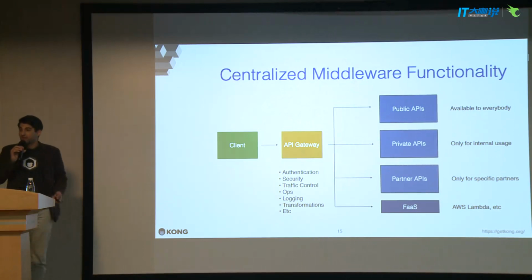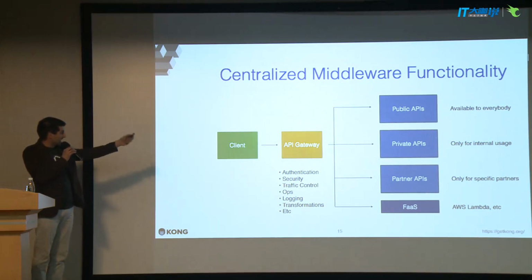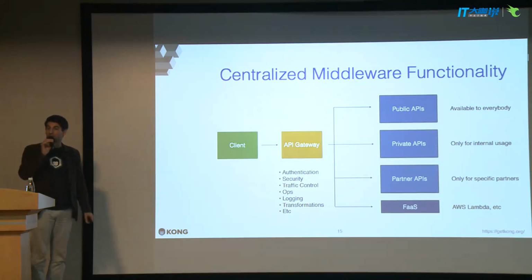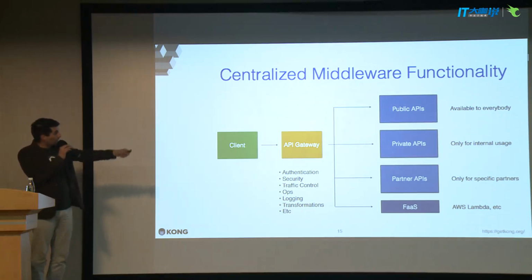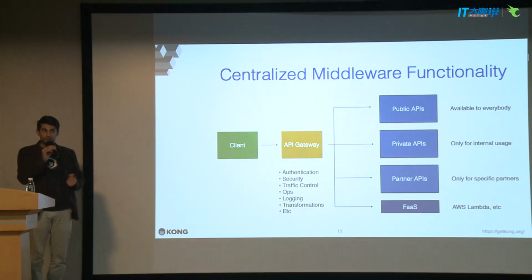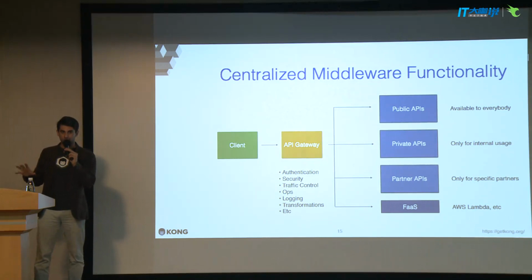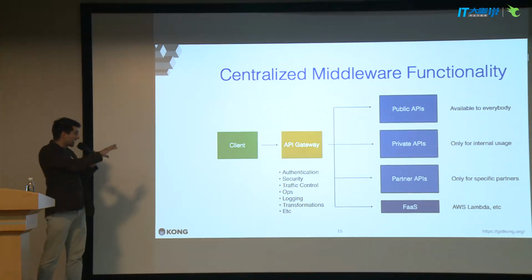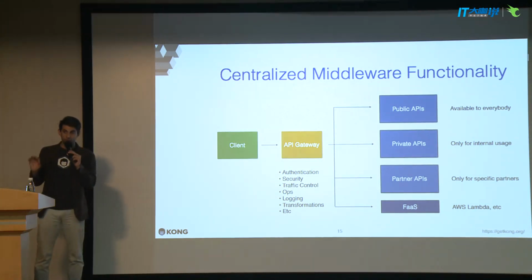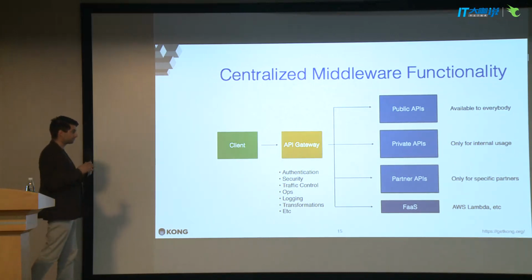But this is just one of the things an API gateway like Kong can do. An API gateway can also manage authentication, security, traffic control, DevOps processes, deployments, logging, transformations, you name it. For all of those APIs that either are internal or available to everybody to consume or just for partners, right? So let's say, for example, we have APIs that we want only specific partners to be able to consume. With the API gateway, we can configure the rule set so that only specific clients can consume those APIs.